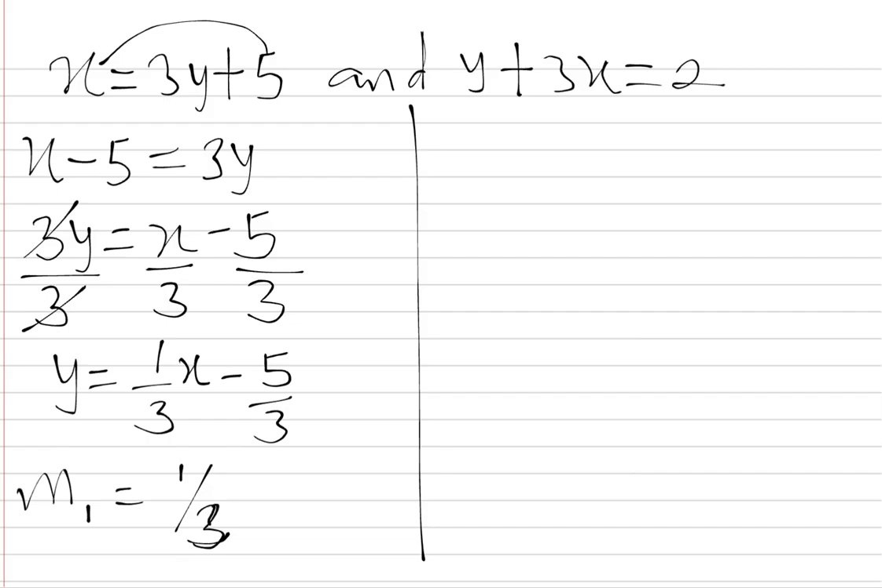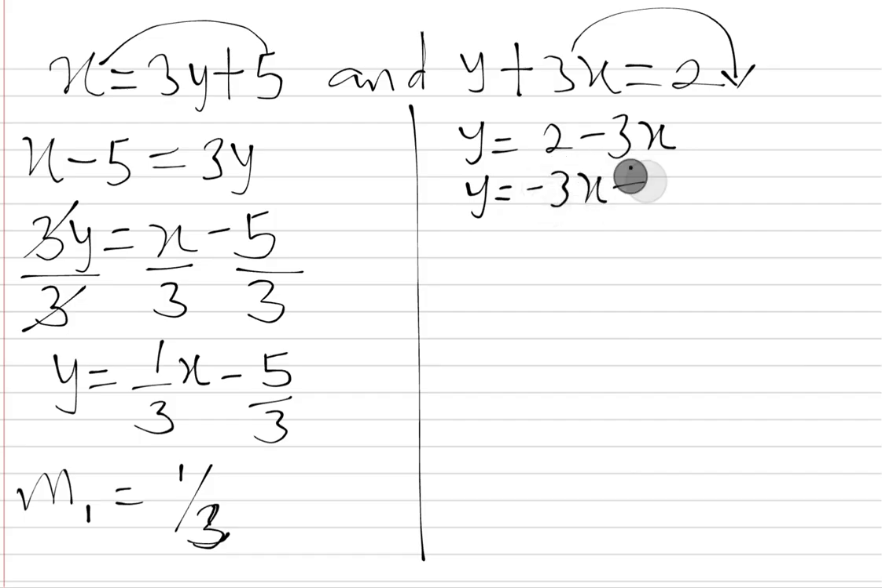Now let's come to this part. Make y the subject of the formula. This one is even easier. Just bring 3x to this side. So this will be y equal to 2 minus 3x, and that gives us y equal to minus 3x plus 2. Are you seeing that now? So our m2 here is minus 3. Are you seeing that now?